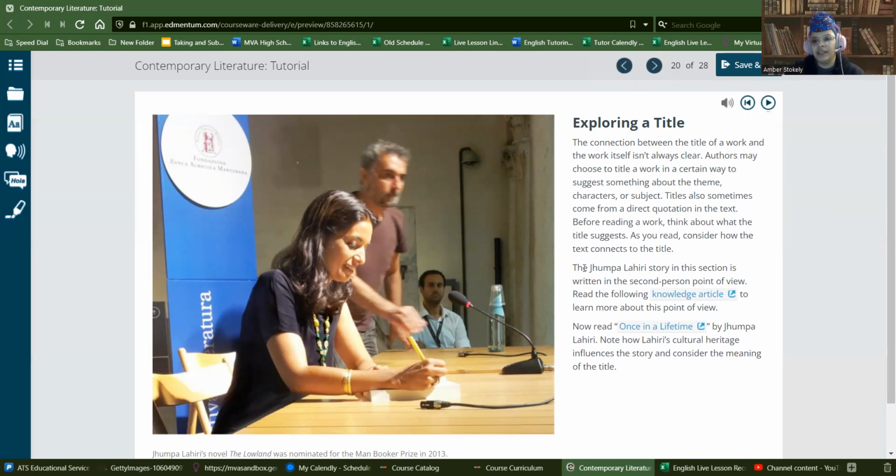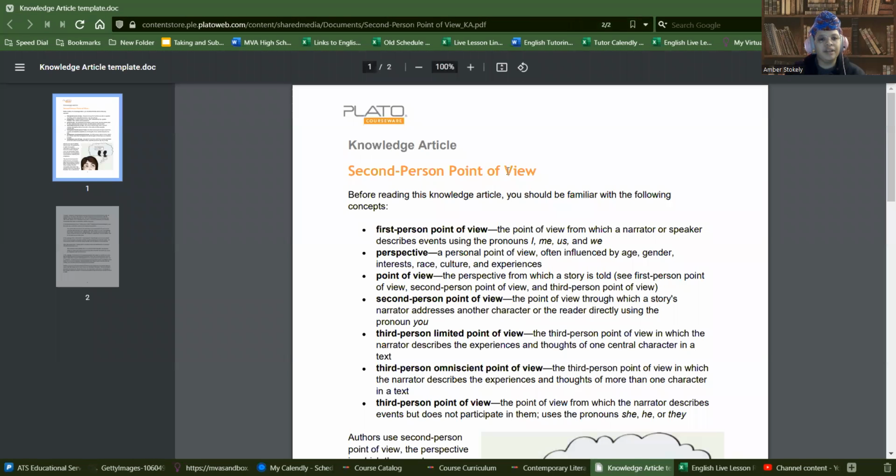Now, the Jhumpa Lahiri story in this section is written in second person point of view. There's a knowledge article that's come up a few times if you've taken English with Edmonton before, or even just within this class, English 11B. This article has popped up once or twice before. Basically, when you open it up, it gives you information about second person point of view and the different types of point of view.